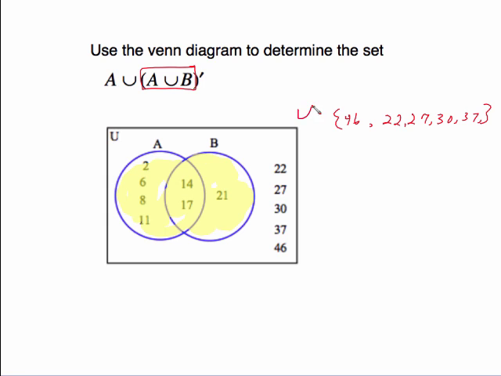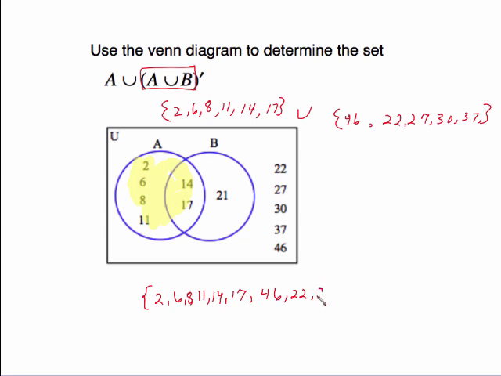I need to union that with what's in A. So what is in A is all of this. So those elements are 2, 6, 8, 11, 14, 17. We are unioning those, so we are just going to throw them all together within one set, which is 2, 6, 8, 11, 14, 17, and then list the others, 46, 22, 27, 30, 37.